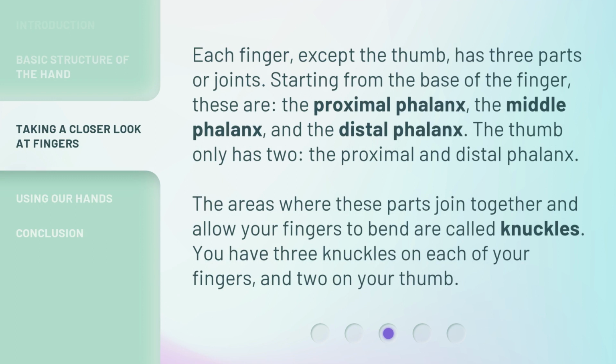Each finger, except the thumb, has 3 parts or joints. Starting from the base of the finger, these are the proximal phalanx, the middle phalanx, and the distal phalanx. The thumb only has 2, the proximal and distal phalanx. The areas where these parts join together and allow your fingers to bend are called knuckles. You have 3 knuckles on each of your fingers, and 2 on your thumb.